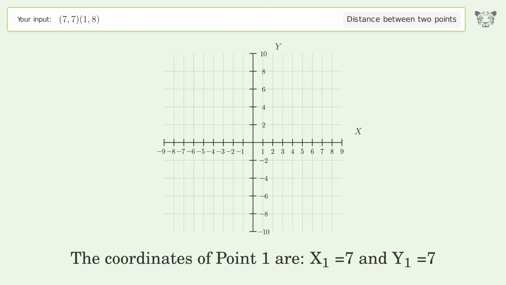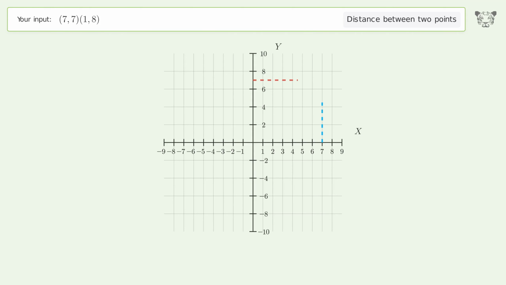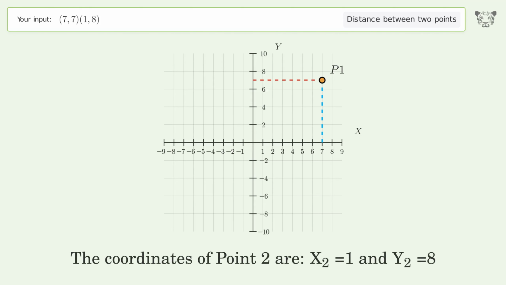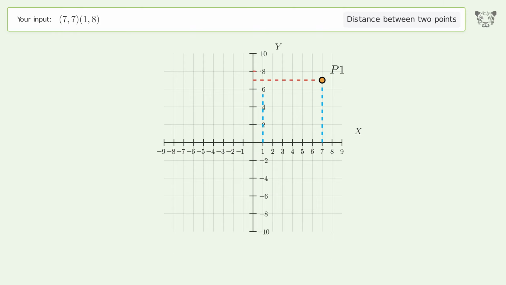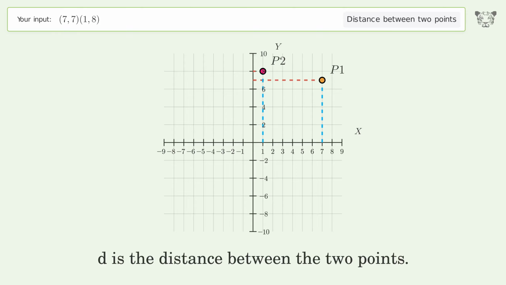The coordinates of point 1 are x1 equals 7 and y1 equals 7. The coordinates of point 2 are x2 equals 1 and y2 equals 8. D is the distance between the 2 points.